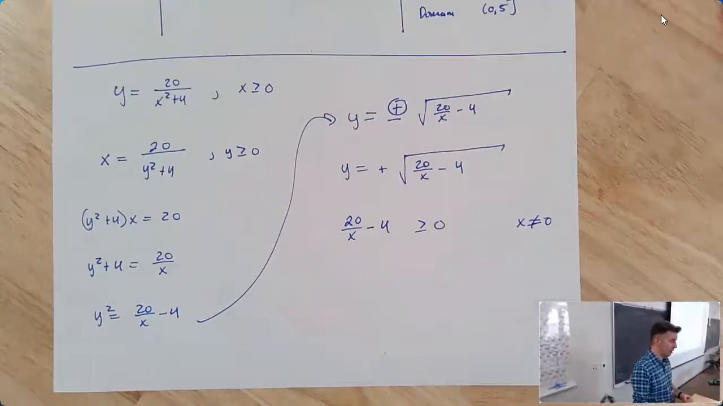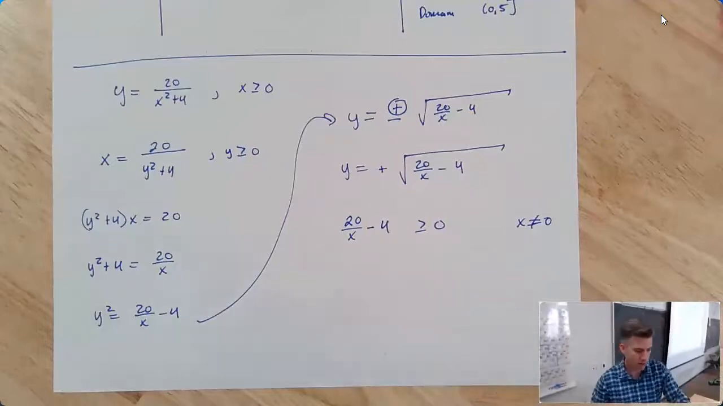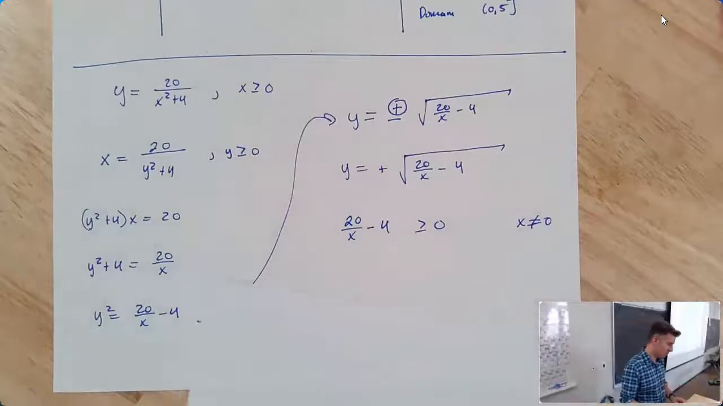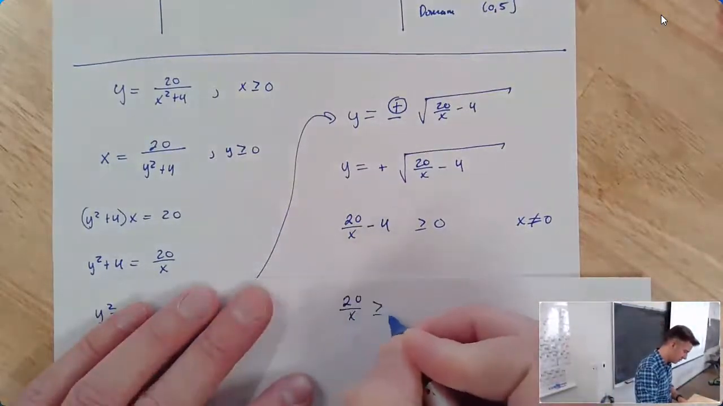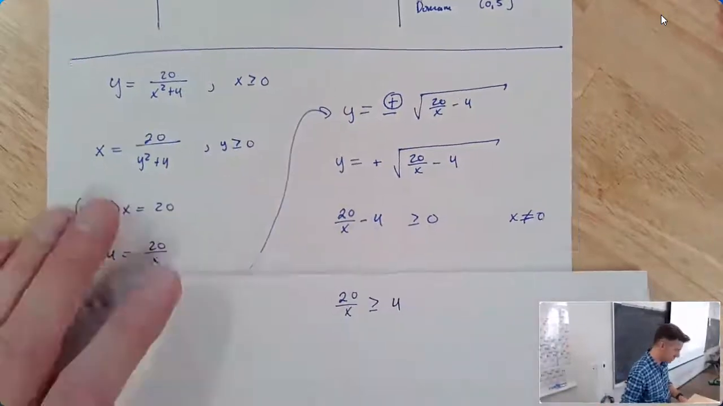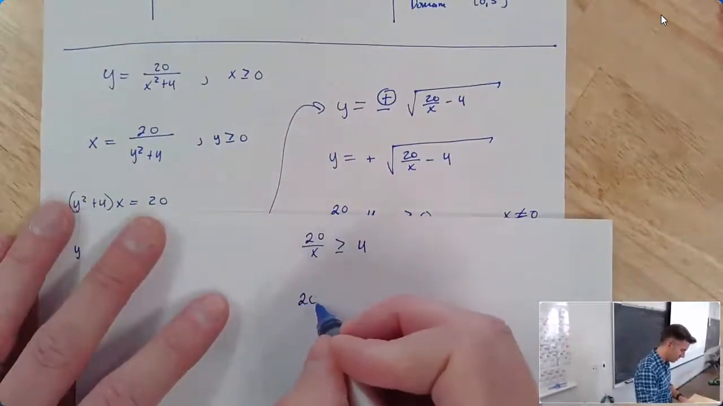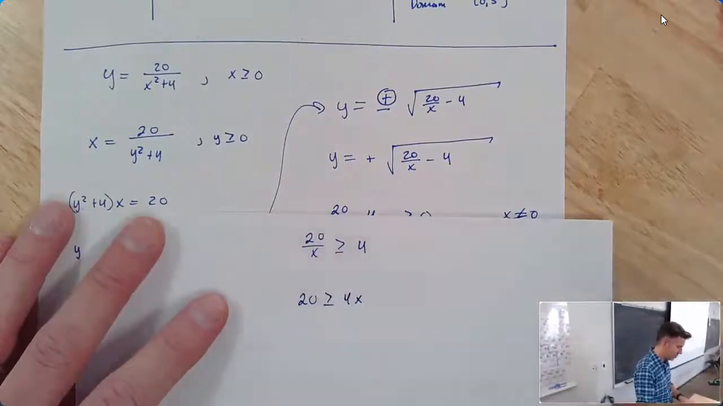A word of warning here. We definitely do not want to solve this by doing the following. Grab that piece of paper again. So here's how we don't solve this. We don't do this: add 4 to both sides, and then multiply both sides by x. Why don't we do that?